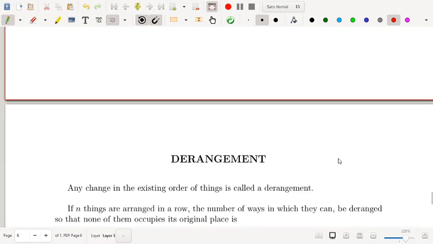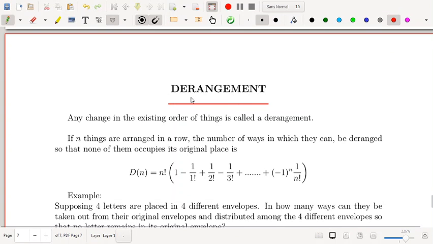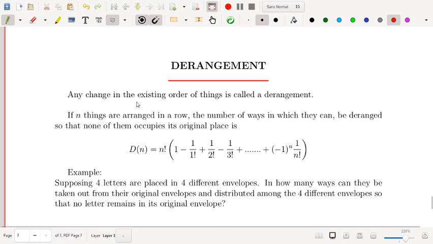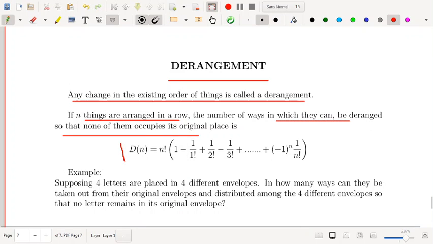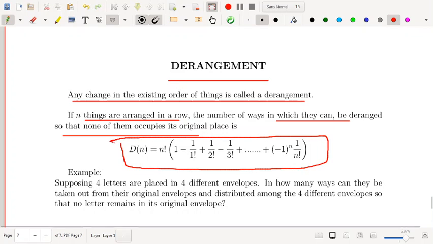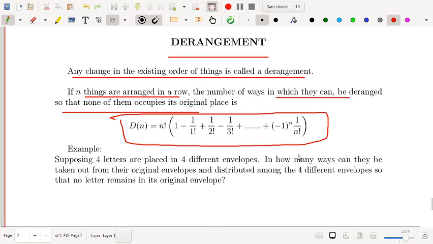Okay, let's come to the last topic of our lecture today, derangement. This is a very important topic, because any change in the existing order of things is called a derangement. So when things are arranged in a row, the number of ways in which they can be deranged is given by this formula, dn equal to factorial n into (1 minus 1 by factorial 1 plus 1 by factorial 2 minus 1 by factorial 3, etc.). So this is the derangement formula. Actually this comes from the inclusion-exclusion principle. I am not mentioning the proof here, so I will show you the application only.